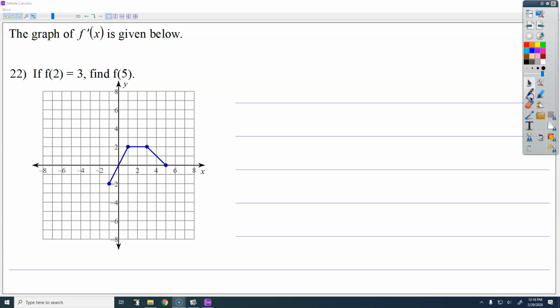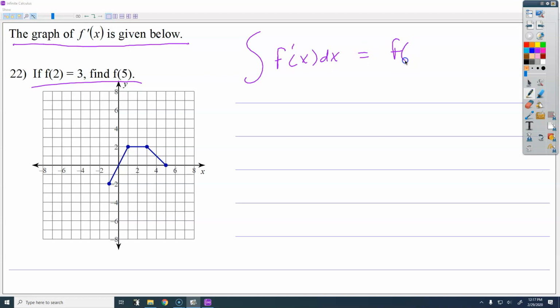Interesting. All right, last question here. They're giving me a graph of f prime, but they're asking me stuff about f, and that means we're going to have to integrate, because the integral of f prime is f, right? Now, they're asking about specific values of f, though. Like they're telling us that f of 2 is 3 and f of 5 is what we're trying to find.